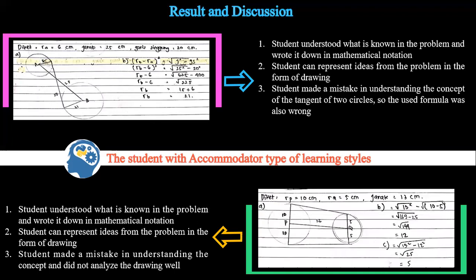Then, the second question is, find the length of the common tangent between two circles and find the shaded area in the drawing. Point 1. The student understood what is known in the problem and stated it in mathematical notation. Point 2. In the representation indicator, the student presented ideas in the form of a drawing well. Point 3. In the alternative solution indicator, in solving the problem, the student made a mistake in understanding the concept and did not analyze the drawing well.